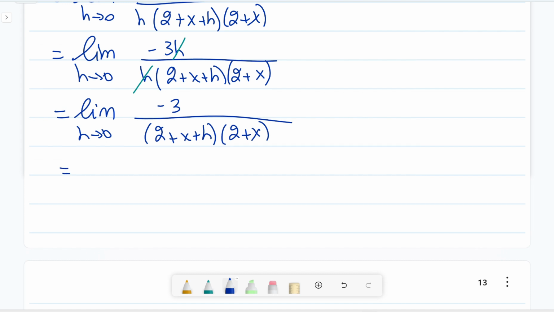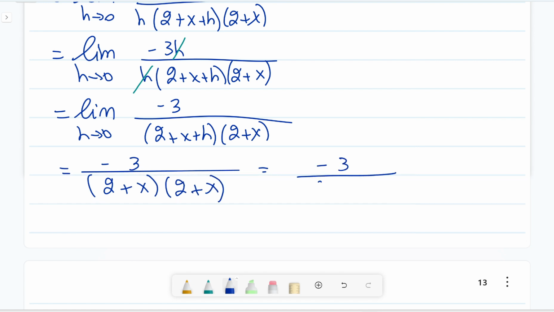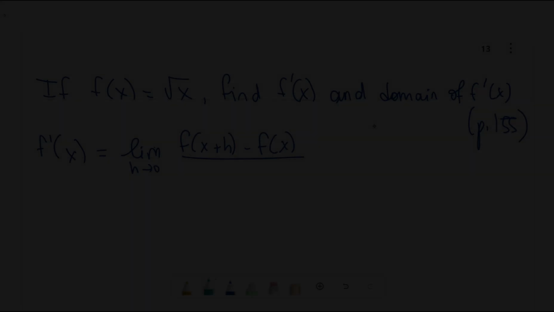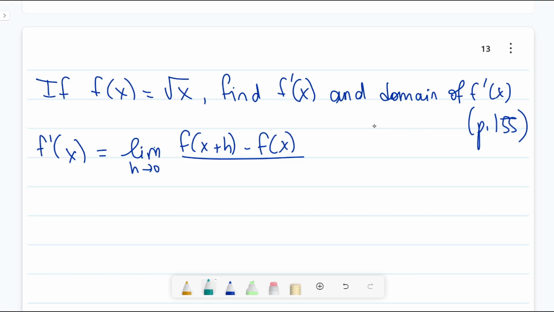Now let us plug in h equals 0 to see what we get. We get negative 3 divided by 2 plus x plus 0 times 2 plus x, which is equal to negative 3 divided by 2 plus x all squared. And this is our answer. And now let's move on to another example.